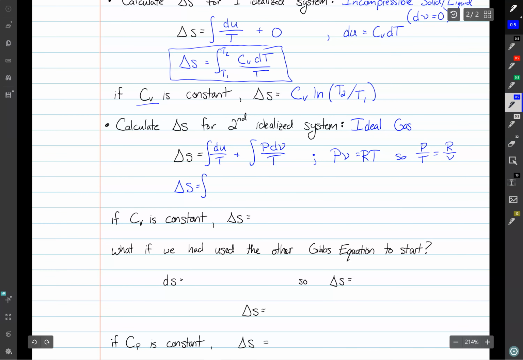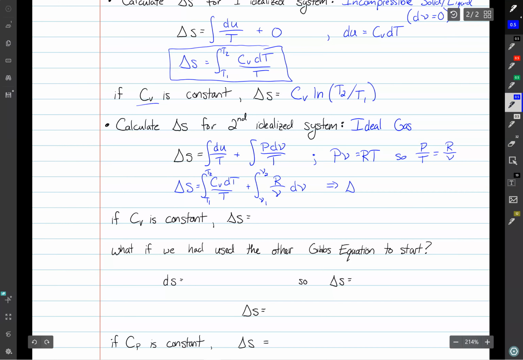Delta S, instead of du, we'll have CV dT over T from T1 to T2. And now instead of P over T, we'll have the integral from V1 to V2 of R over V dV. This is an integral that we can solve. R is a constant.